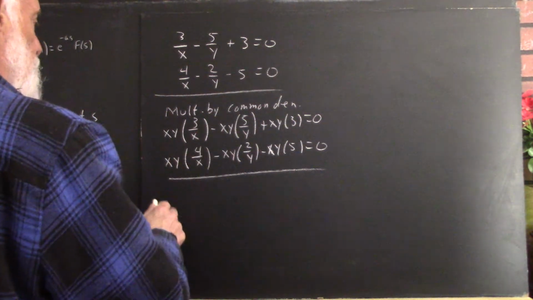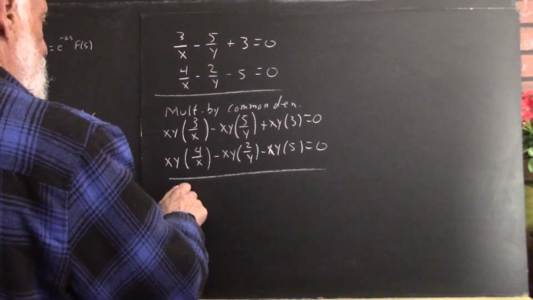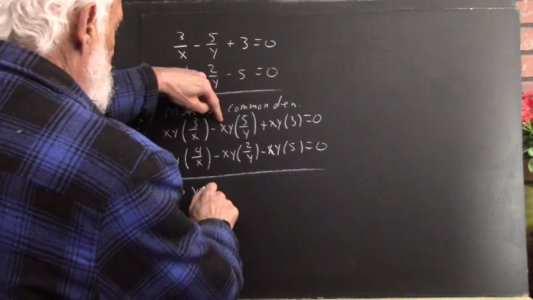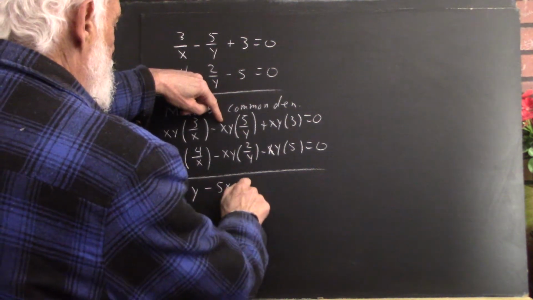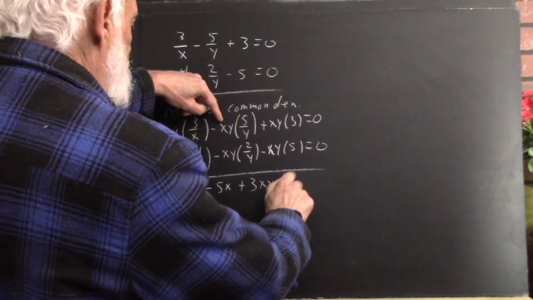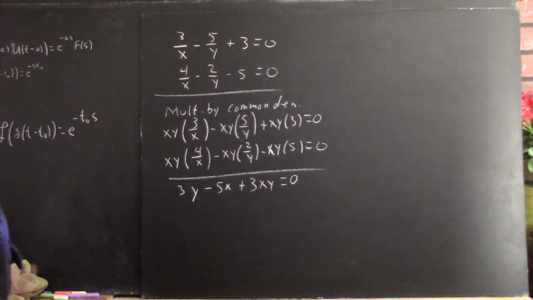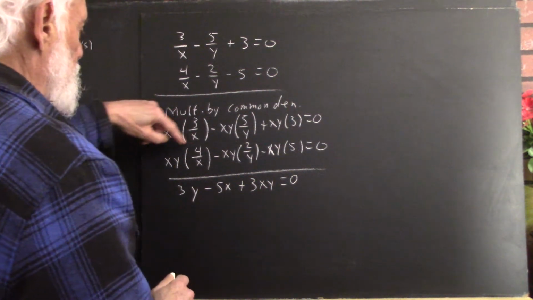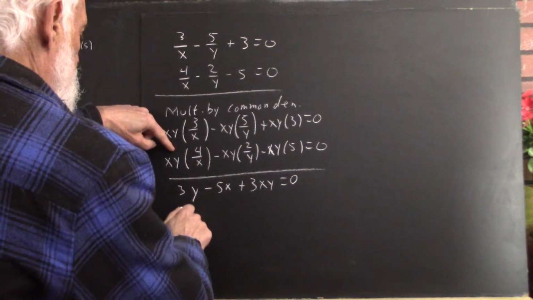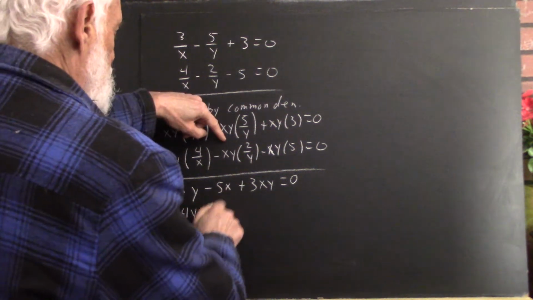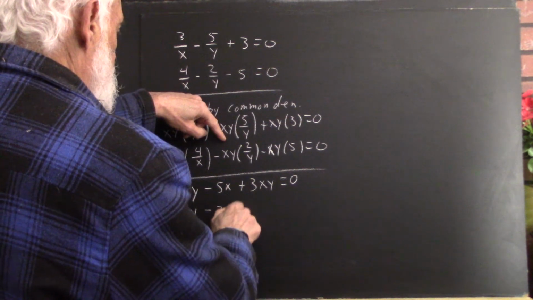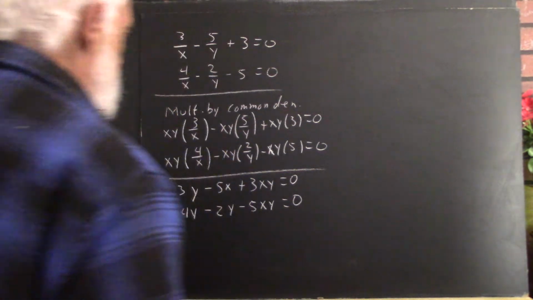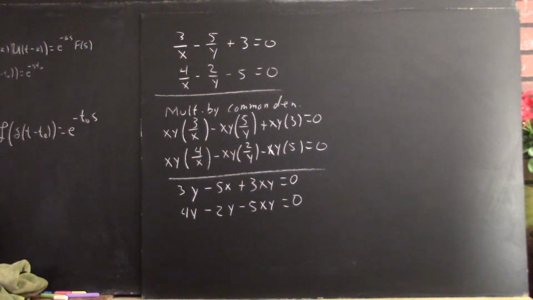And now we simplify. The x's divide out, we end up with 3y. The y's divide out, so we end up with minus 5x. And then we have plus 3xy equals 0. Here, xy times 4 over x, the x's divide out, we end up with 4y. Here we end up with minus 2x. And here we end up with minus 5xy. That equals 0. Okay?